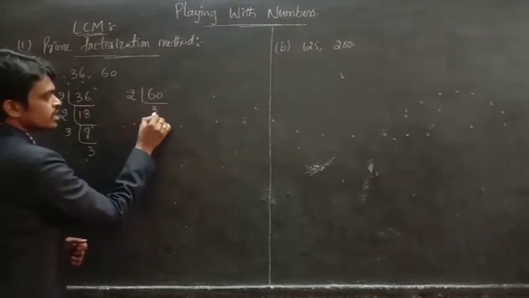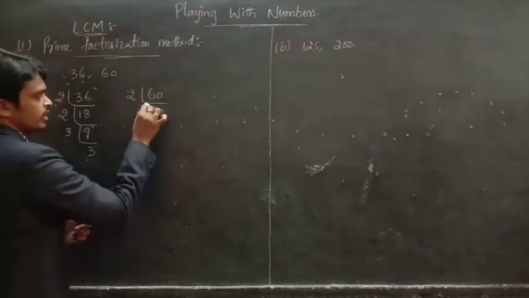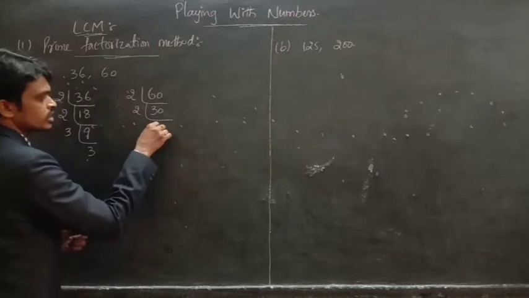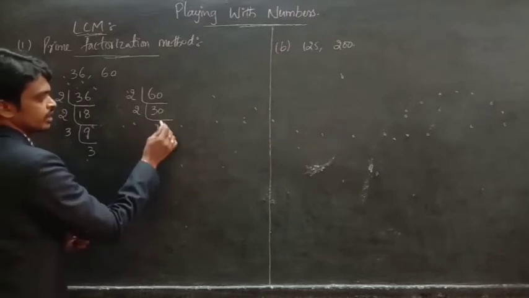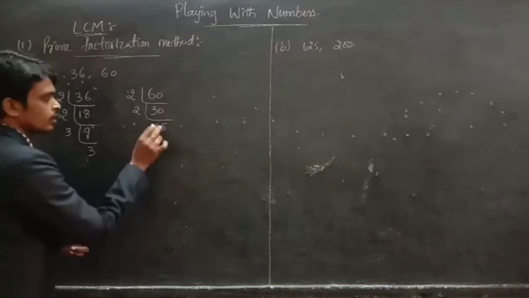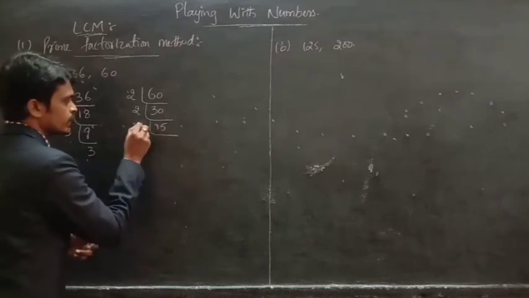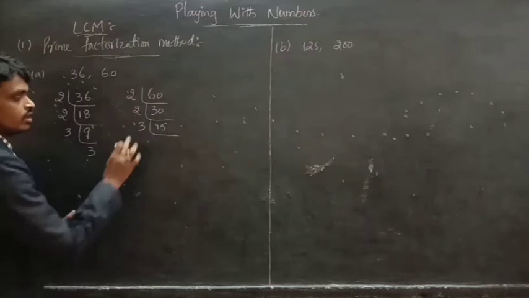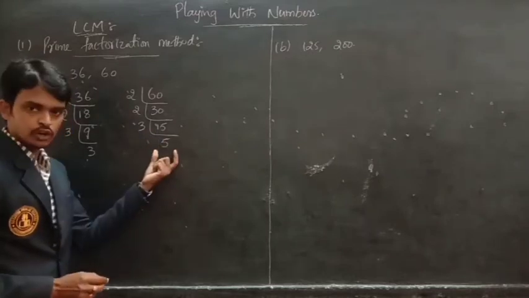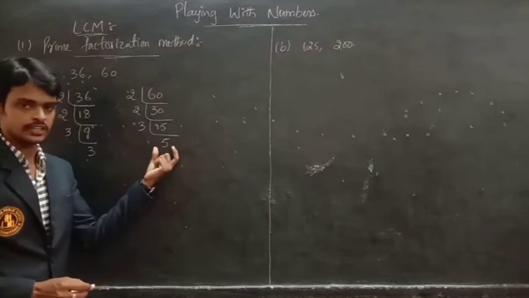2 thirties are 60. Next, again go with 2: 2 fives are 10, so 30 becomes 15. Now the 2 table will not work, so let us go with another prime number, 3. 3 fives are 15. Can we factorize more? No. This is the complete factorization.